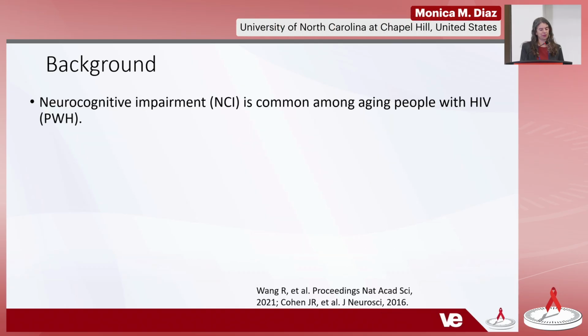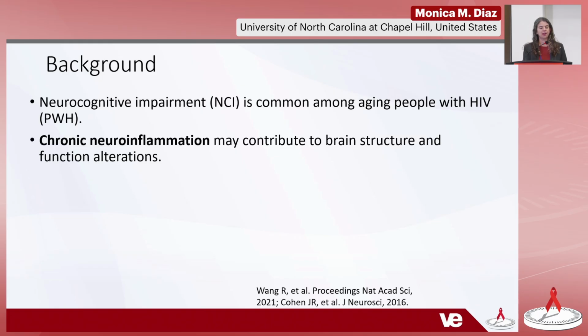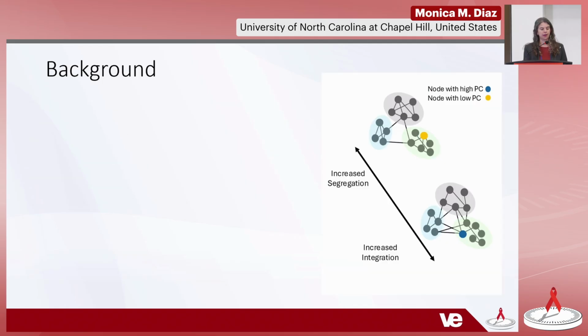As a bit of background, neurocognitive impairment is common among people with HIV as they age. Chronic neuroinflammation can affect both brain structure and brain function. And processing speed, which is a cognitive domain, is commonly affected early on in HIV.